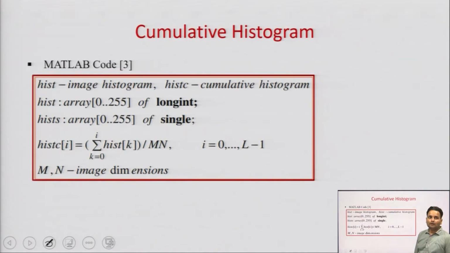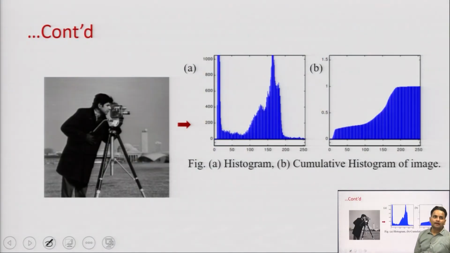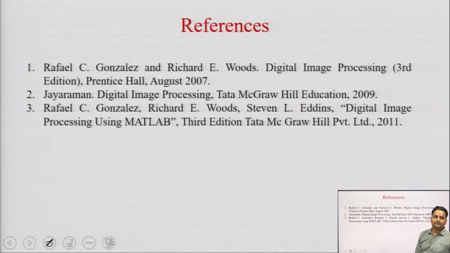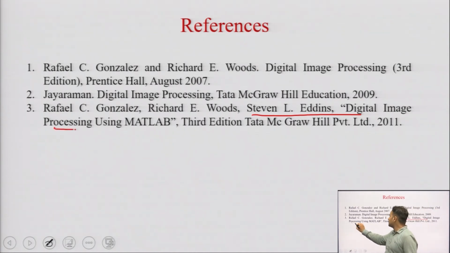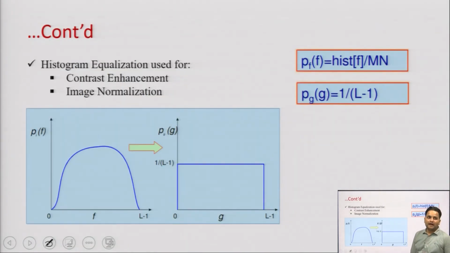Now, if we talk about the Matlab code of the cumulative histogram, because histogram modeling is also a kind of point processing. The Matlab code is taken from the third reference, which is the advanced version of the textbook, Digital Image Processing Using Matlab. So from that third book we have taken the Matlab code here.